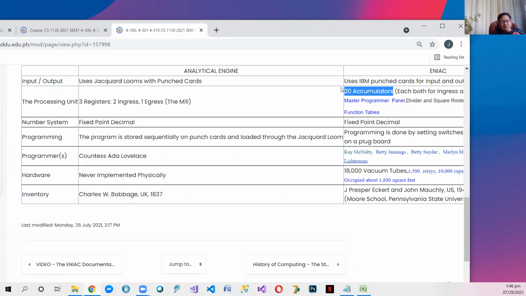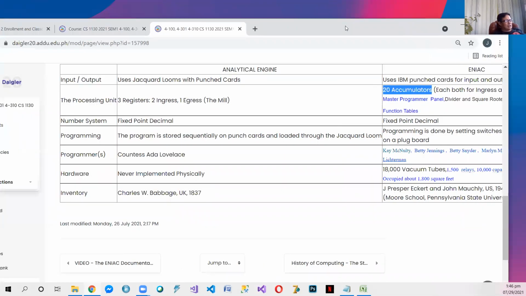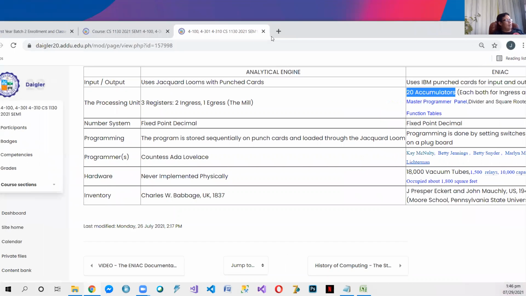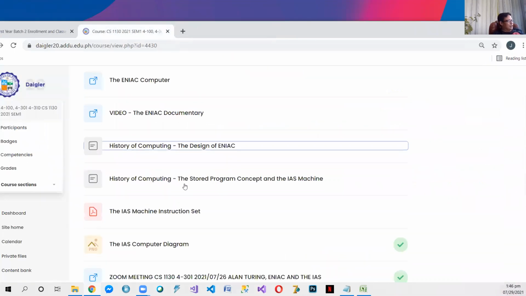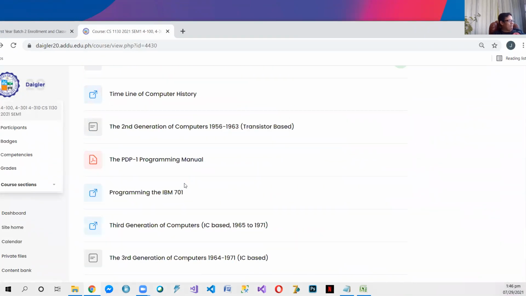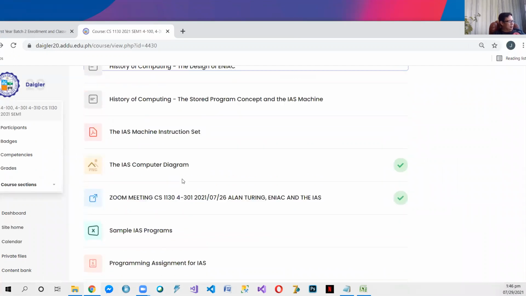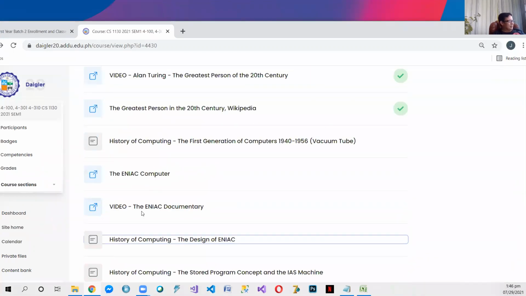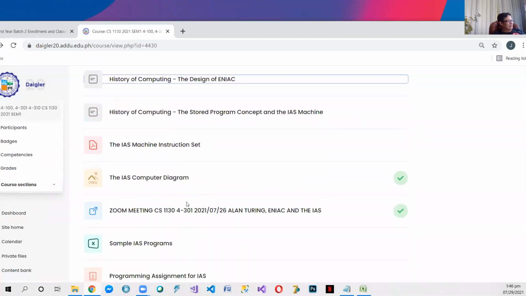Do you follow? Instead of using separate registers for ingress and egress, which means input and output, accumulators are used. Accumulators are registers which can be used both for input and output. Any questions so far? No? That's the main point. I encourage you to look at the videos relevant to ENIAC. There are interesting stories which you can watch during your free time, like the ENIAC documentary. And then we have introduced the IAS.